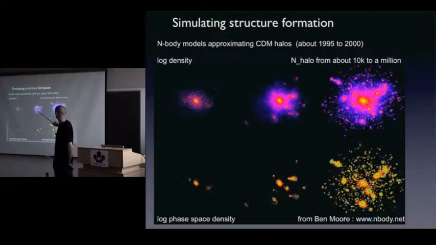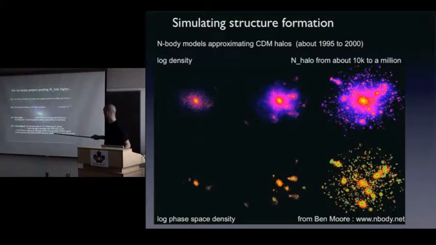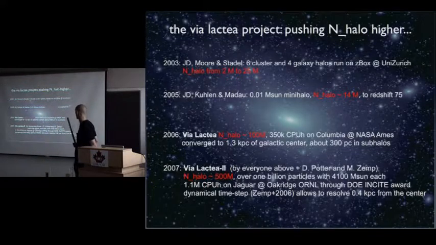But all the smaller scale, like the substructures and the high density peaks in the inner part, they're only resolved if you have enough particles. And you see the same thing if you plot it in phase-space density instead of density. So of course, the larger this number of particles is, the better. And so we're trying to just push this number as far as we can.